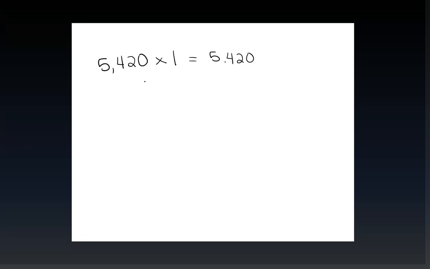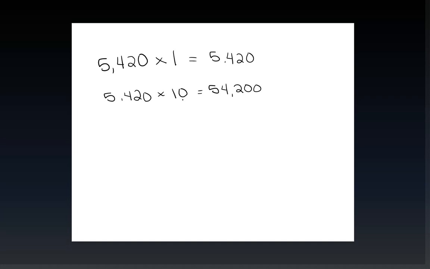5,420. But what happens if I take this and I want to multiply by 10? Does my trick still work? Well, I need to multiply it by 1 first, so that leaves it the same. And then, again, I take my 0 and I'm going to stick it on the end. So 5,420 multiplied by 10, so 10 groups of this, is 54,200.